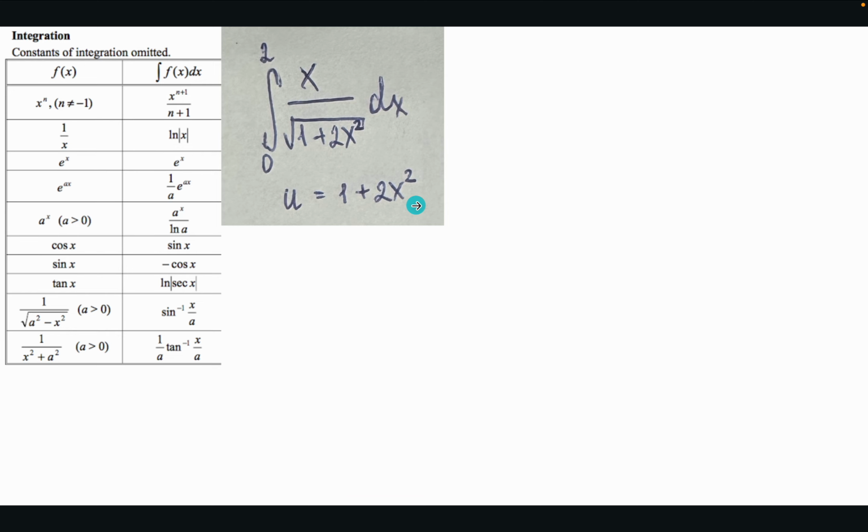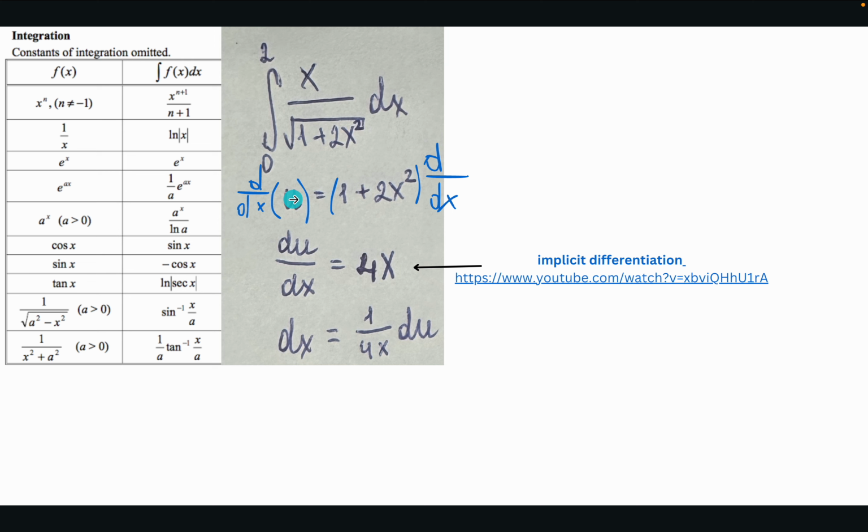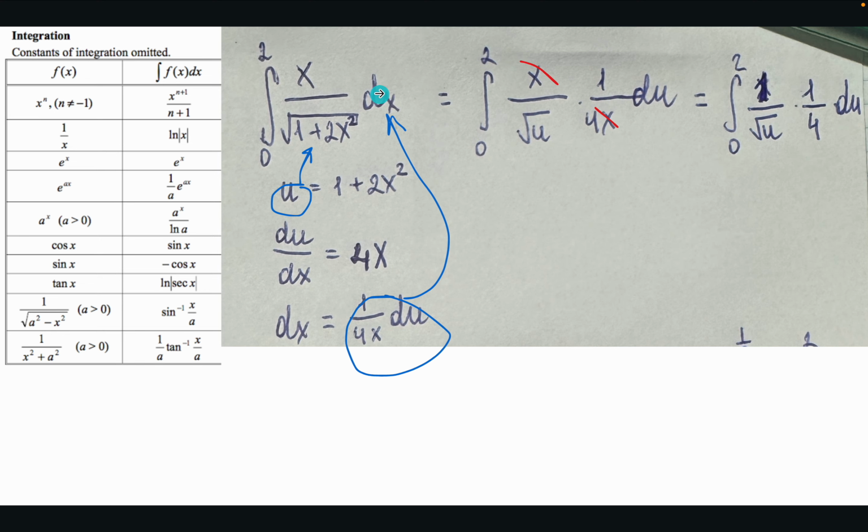And we need to differentiate both parts with respect to x. We just use implicit differentiation here. If you don't know how this expression becomes this expression, you probably don't know how to do implicit differentiation. But if you do, you just find dx from here. Then from here, it's just a proportion, and dx is just 1 over 4x du.